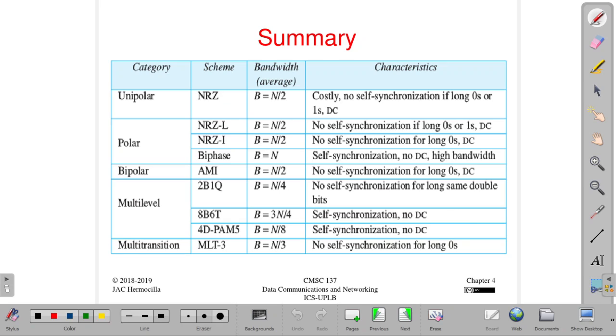To summarize the different line coding schemes, we have unipolar, and the bandwidth, average bandwidth. This is actually S, right? This is the S in the figures. It's just the summary, so you can compare the different encoding schemes.